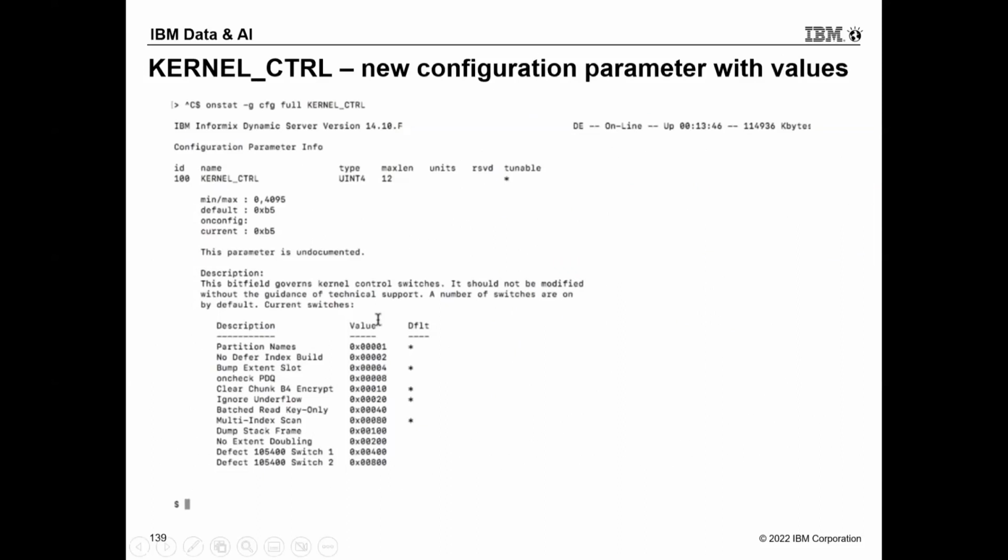And the bit field governs kernel control switches. It should not be modified without the guidance of technical support. A number of switches are on by default. The current switches are shown here on the screen, and you should be able to turn off one of those. But as I said, you may need to talk to technical support first.